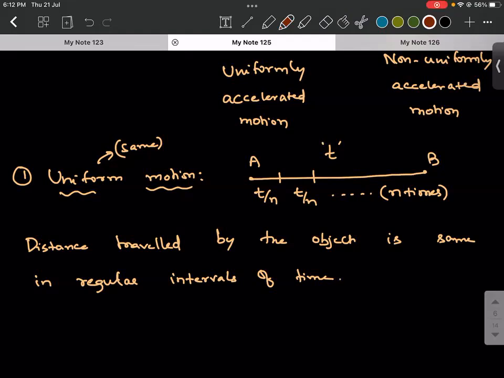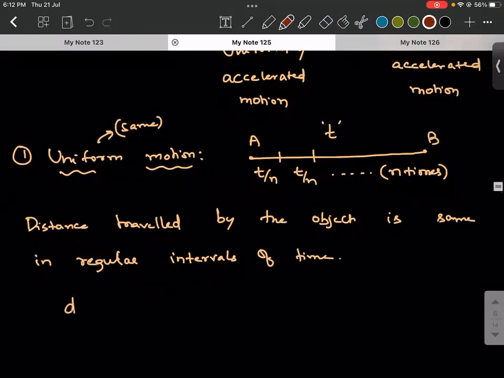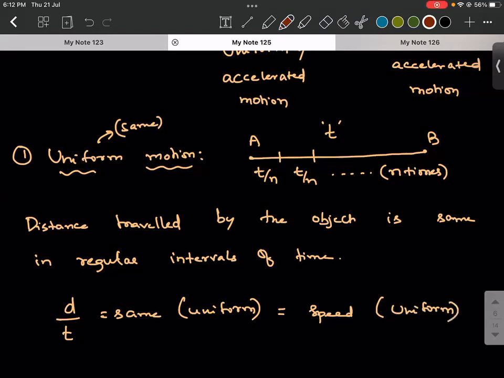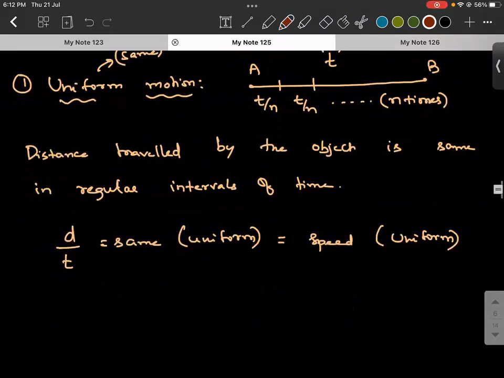Accepted. If that is about the definition, then what mathematical value is it going to give us? If the amount of distance traveled by the object per unit time is the same, then I can say that the speed of the object is also uniform. So when the speed of the object is uniform, an important point to be noted here is that acceleration of the object is zero. What do we mean by acceleration? Acceleration means there is a change in speed or velocity taking place with respect to time. When there is no change in speed, the object does not accelerate at all.